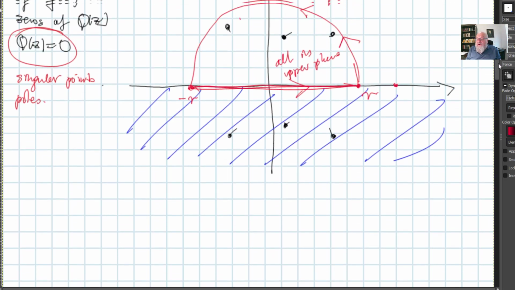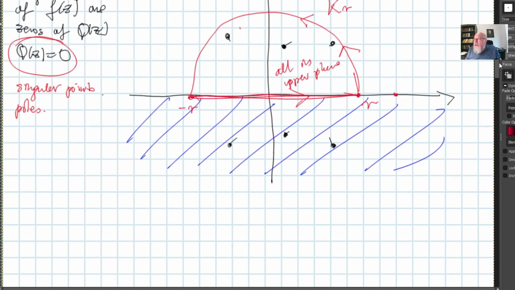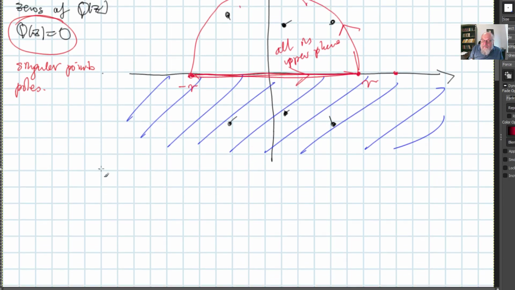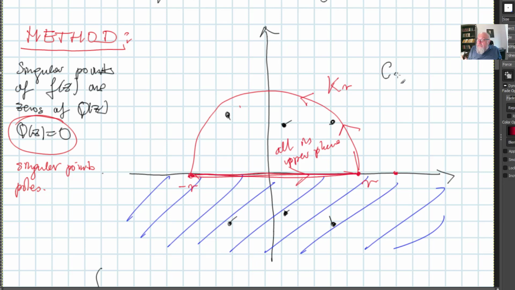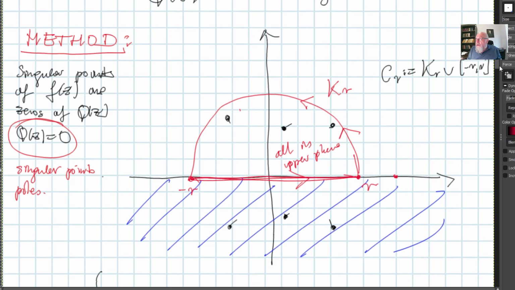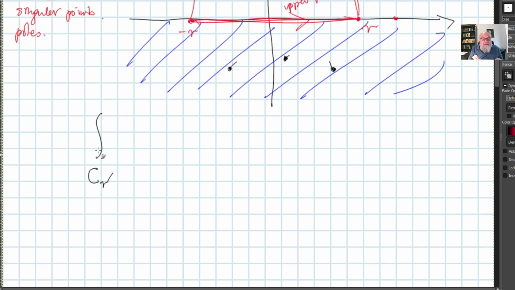I'm looking at this integral, and I call this contour CR. So what is the contour CR exactly? CR will be equal to KR, the semicircle, union the segment from minus R to R on the real line. This is CR.